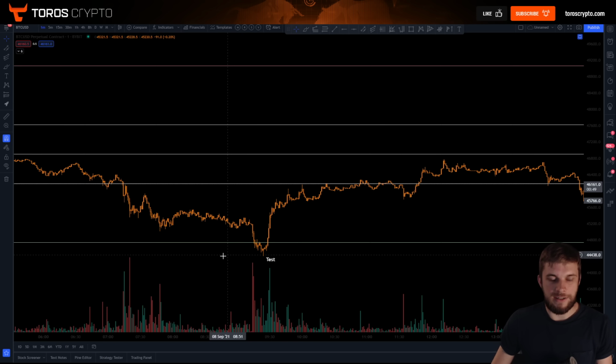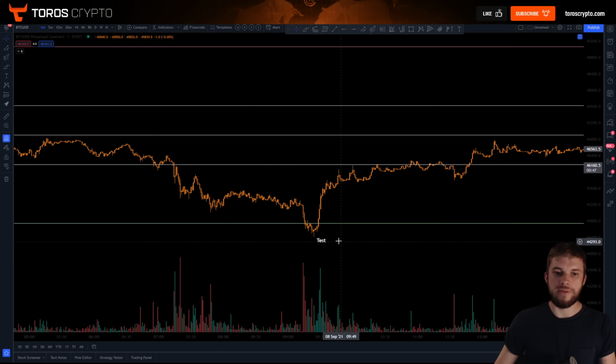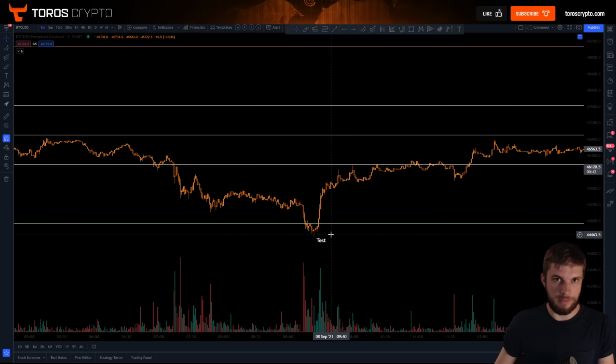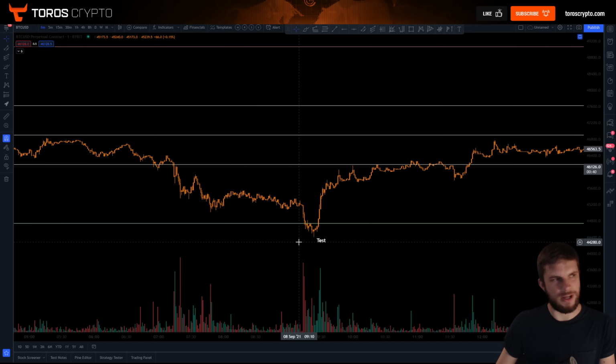And then you have the test. Okay, so obviously there were other reasons, other confluence areas for this. We know that there was a golden pocket within this region. We know that there was, I believe, a daily level within this region as well. But you have your test, and this is very important.